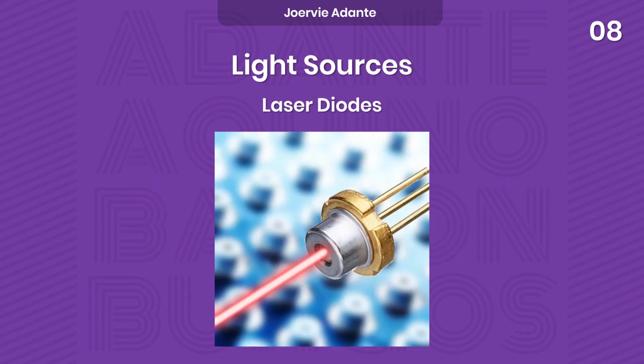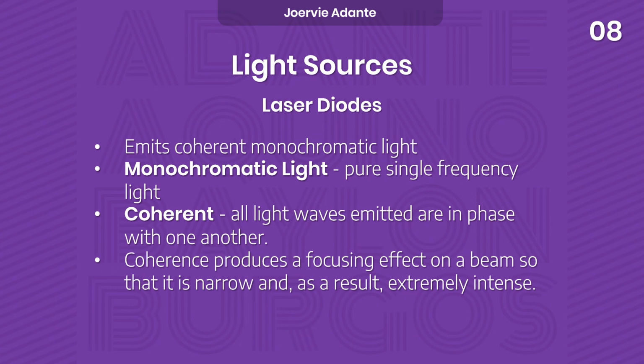For the light sources, the next one is the laser diodes. It emits monochromatic light. Monochromatic light is a pure single frequency light. Coherent, all light waves are emitted in phase with one another. Coherence produces a focusing effect on a beam so that it is narrow and, as a result, extremely intense.